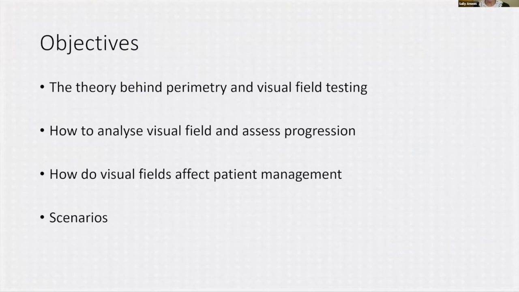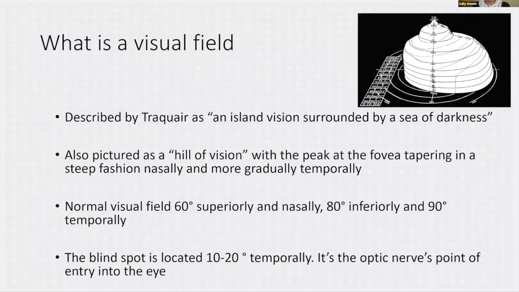So away we go. If we just start with what actually a visual field is, it was described by a Scottish ophthalmologist back in the 1800s as an island of vision surrounded by a sea of darkness, and it has also been pictured as a hill of vision with a peak at the fovea, and it tapers down steeply nasally and more gradually temporally.